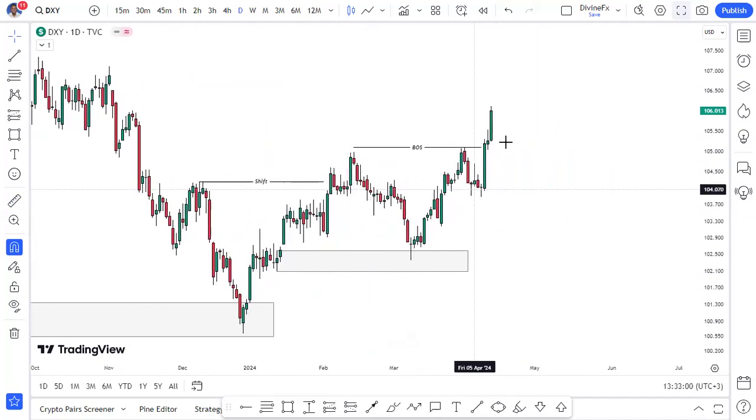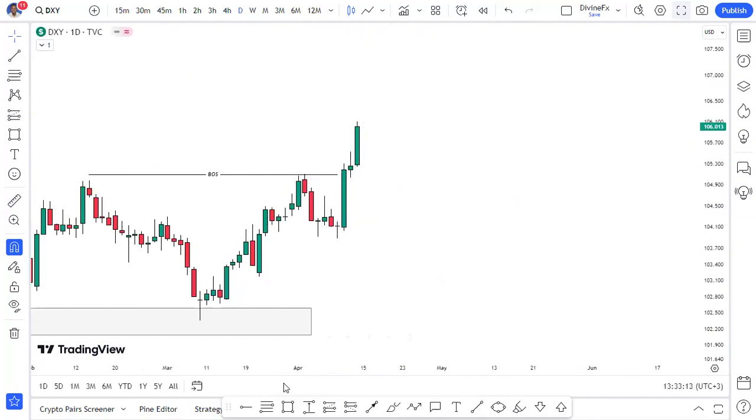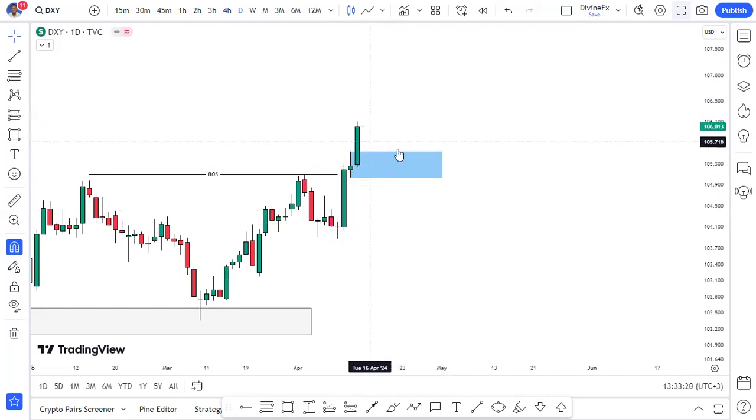So let us see, after price broke this structure, it paused here for just a single day. After that, it continued. So this level over here creates a continuation. This is just a price continuation over here.